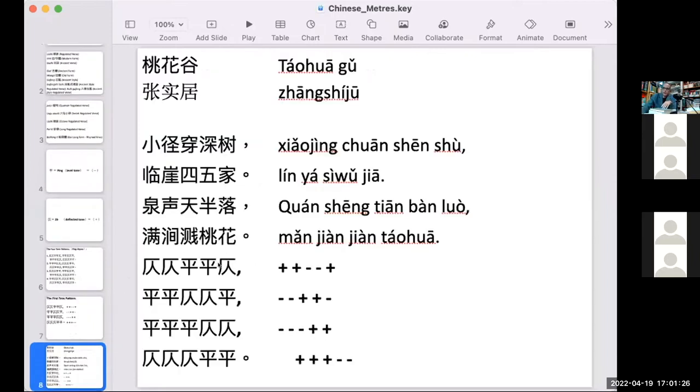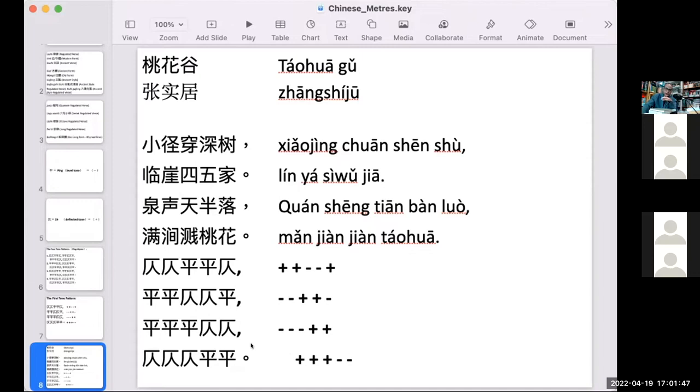Let's take this poem for example. If we read this poem and try to convert all the tones into ping and zi, we will find it exactly matches the first pattern. Exactly, no deviation, no breaking away from any rule.